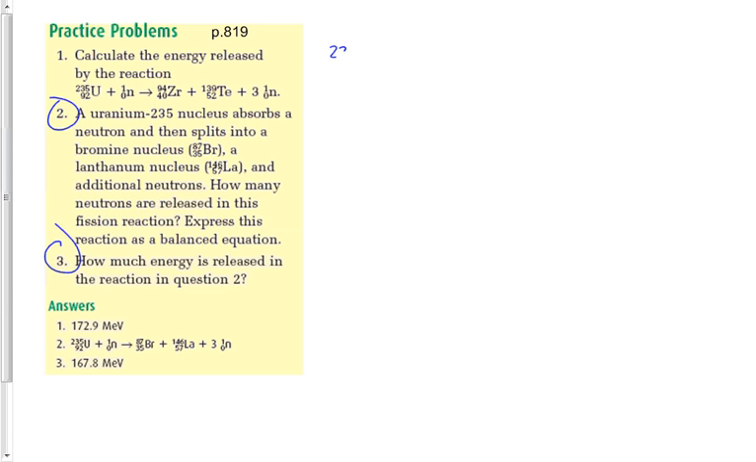It says uranium-235, which has an atomic number of 92. How do we find that out? Because it doesn't tell us there. Now, it does tell us, I guess, in question number 1 that it has an atomic number of 92, but let's say question 1 wasn't there. How would I have gotten that number? Periodic table. It says it absorbs a neutron. So it absorbs a neutron.